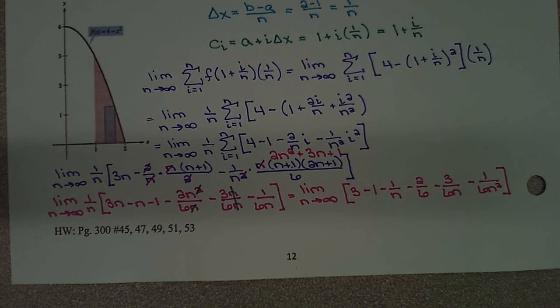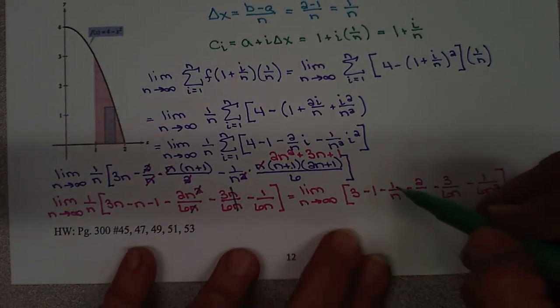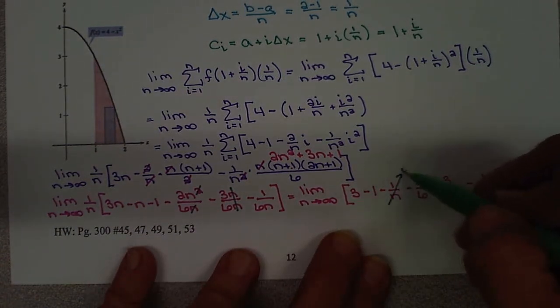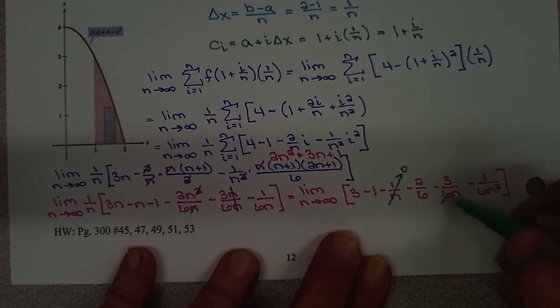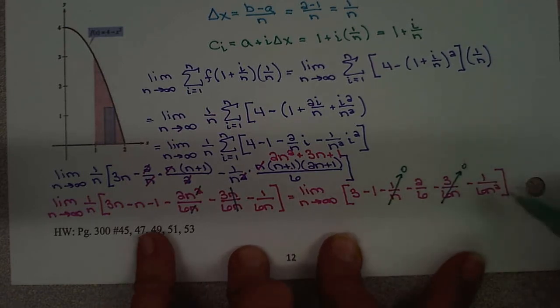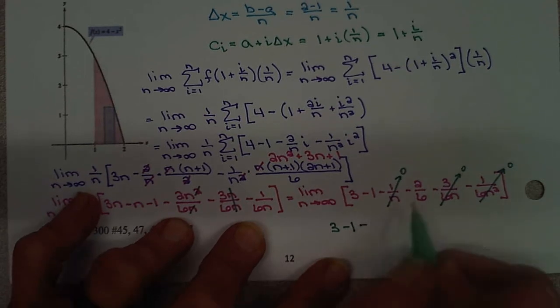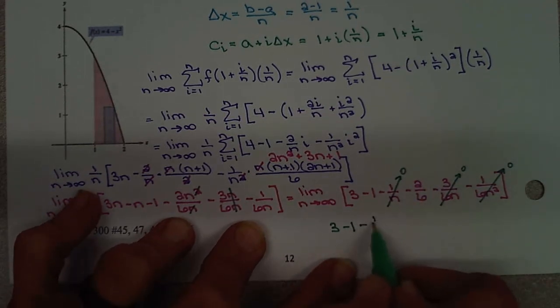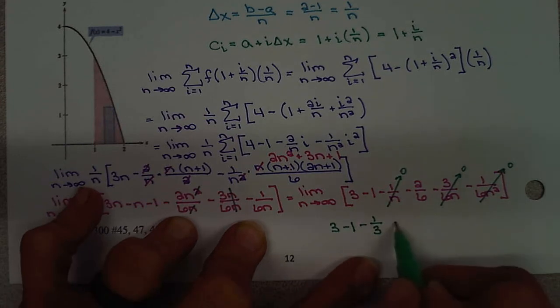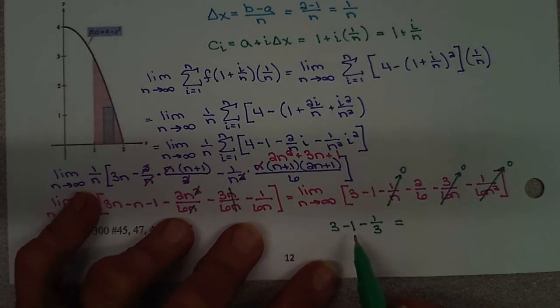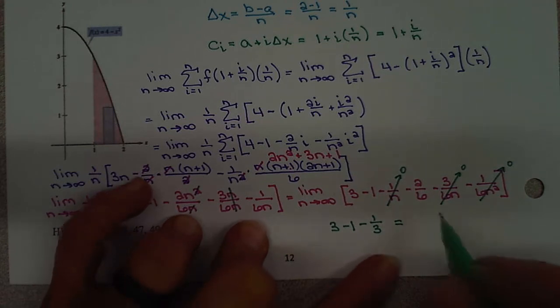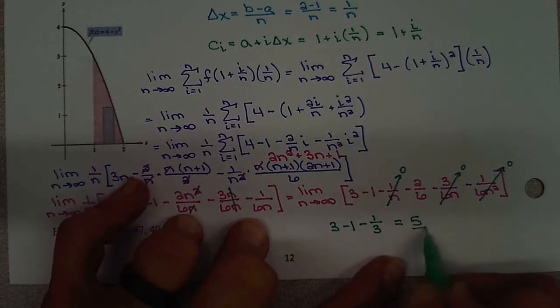And now my last step is I'm going to go through and go ahead and evaluate that limit. So this over n is going to go to 0. This over n is going to go to 0. And this over n squared is going to go to 0. And all that's left is this 3 minus 1 minus 2/6, which is 1/3. 3 minus 1 is 2. 2 minus 1/3 is 1 2/3, which is the same as 5/3.